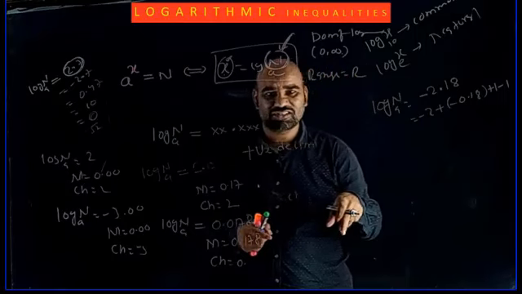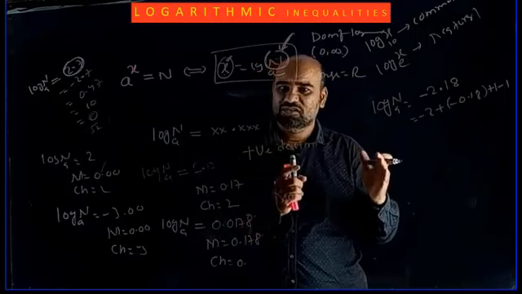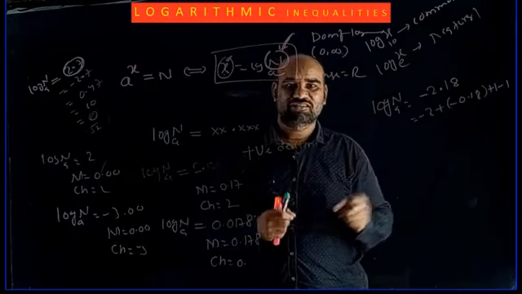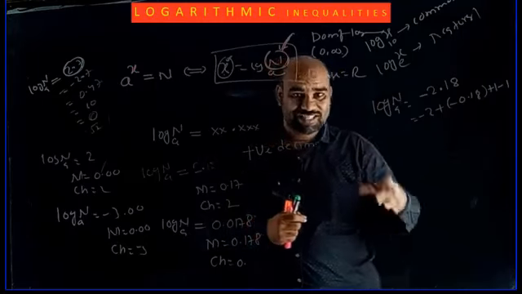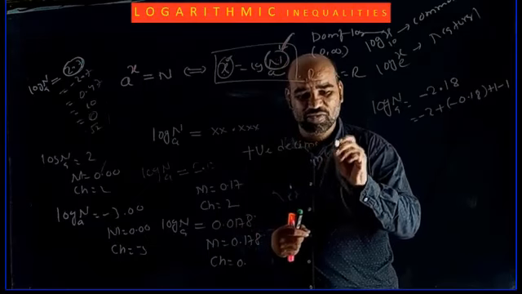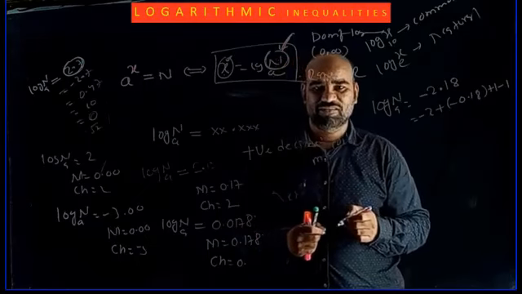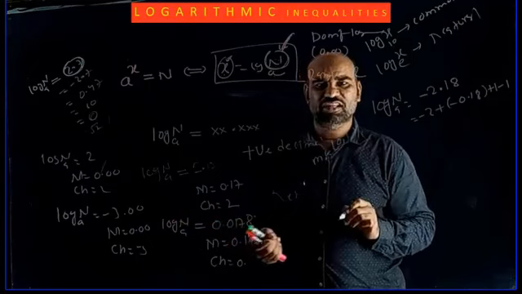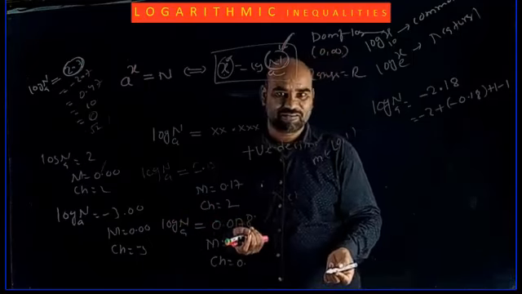Already you know the definition. Decimal part should be positive. That should be greater than 0, less than 1. Understood? Greater than 0, less than 1. Mantissa means that one. Mantissa means greater than 0 and less than 1. Sometimes equal to 0 also, so we are writing greater than or equal to 0, less than 1.